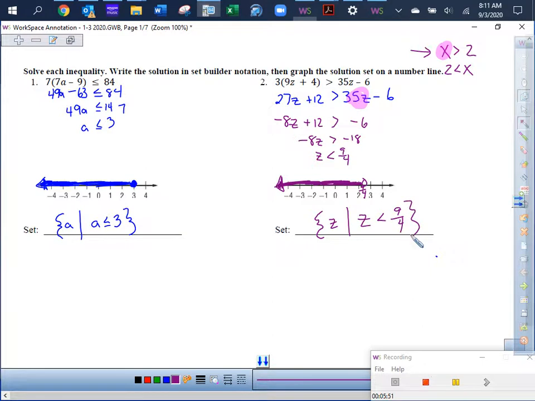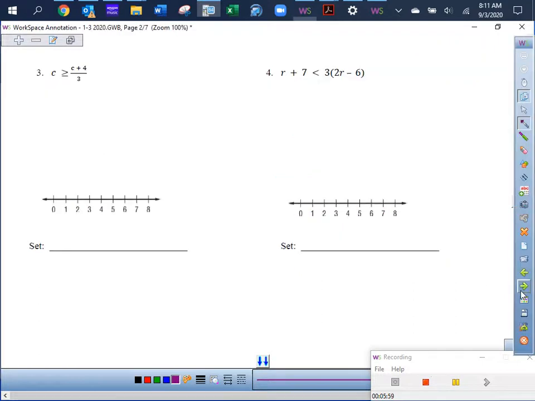Questions about that? Cool. Number 3 messes a lot of people up because they see the fraction. Let's just deal with it. How can I get rid of this divide by 3? Multiply both sides by 3. Will the symbol switch if I multiply both sides by 3? It has to be a negative number that you're multiplying by.